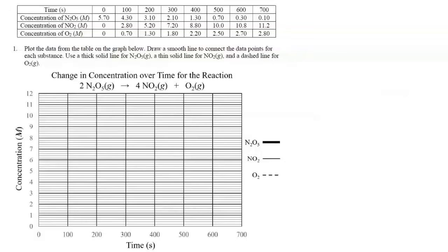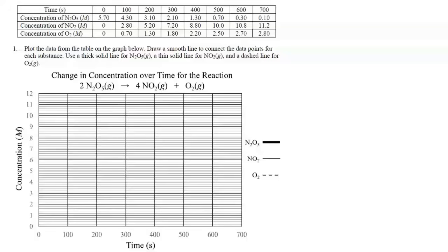Question 1. Plot the data from the table on the graph below. Draw a smooth line to connect the data points for each substance. Use a thick solid line for N2O5, a thin solid line for NO2, and a dashed line for O2.